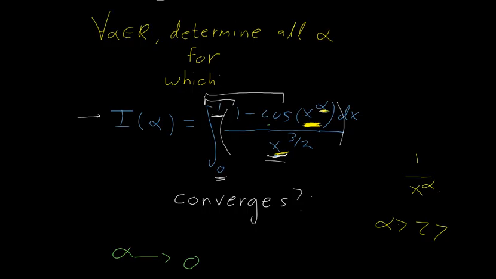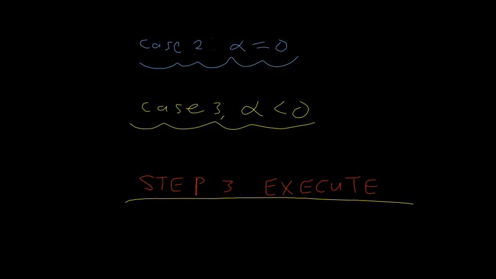What we can notice is that we have to notice something important here. I'm going to go to another page. What you want to notice is that 1 minus cosine of a small quantity behaves like 1/2 times the quantity squared.